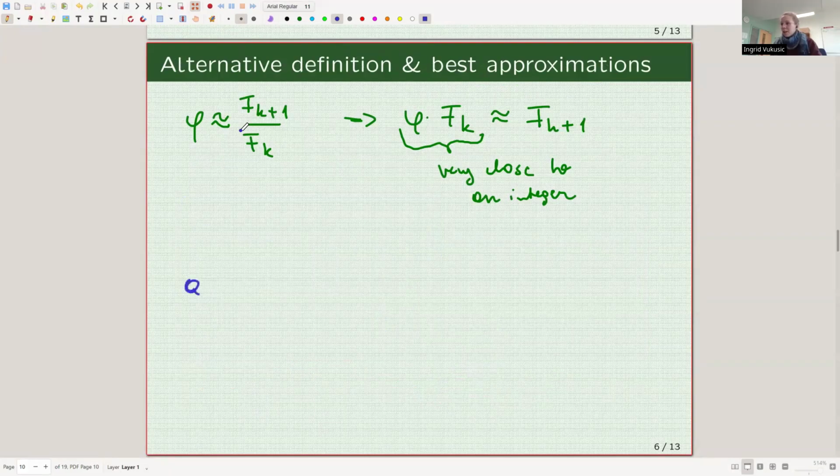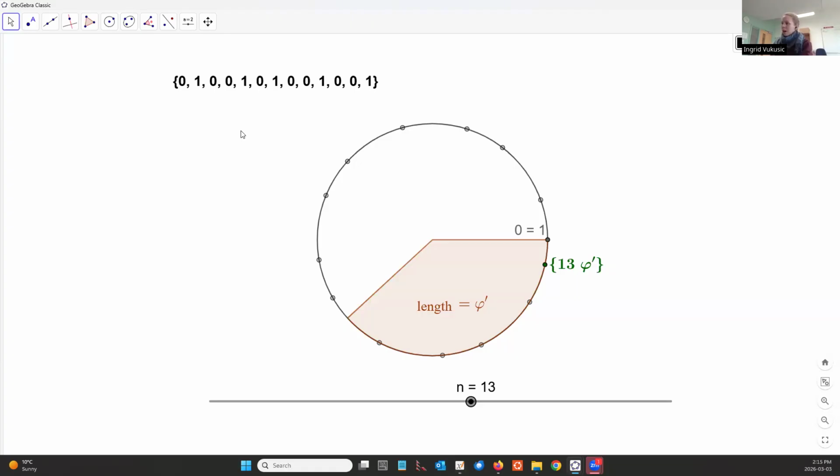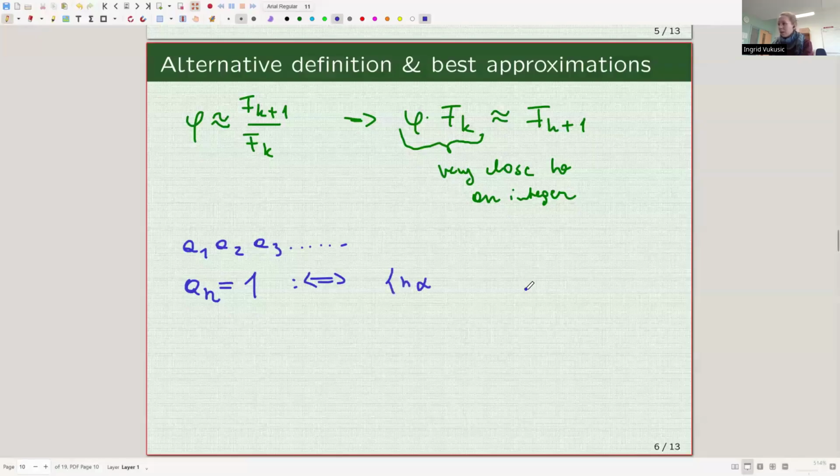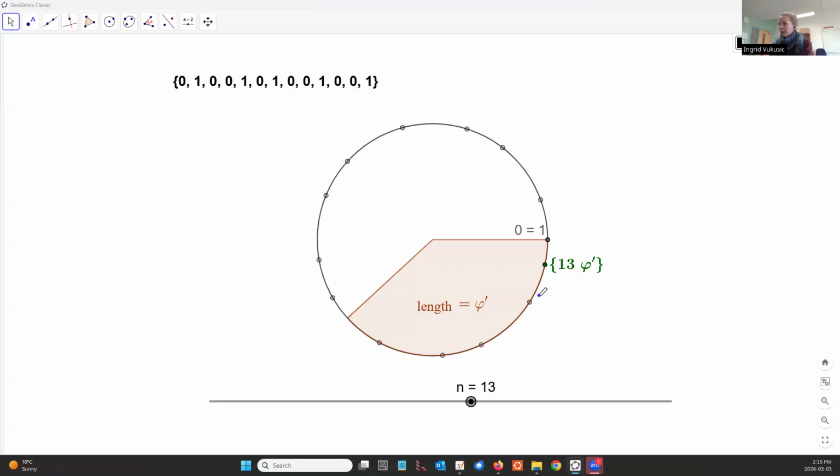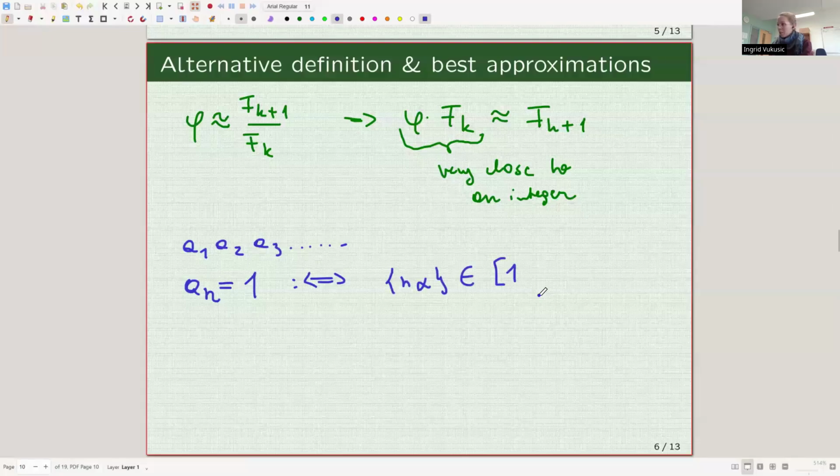One way you could write it down is, okay, if a1, a2, a3 is the Fibonacci word, then a_n is 1 if and only if we are in the red area. And what does that mean? Well, the fractional part of n alpha is in the red area, and that's just the interval 1 minus phi prime to 1.